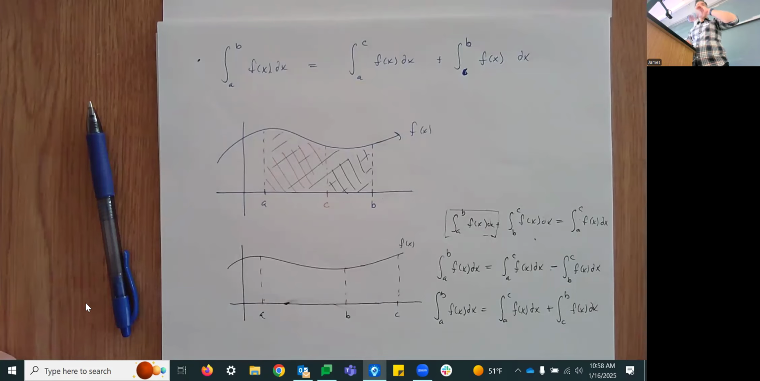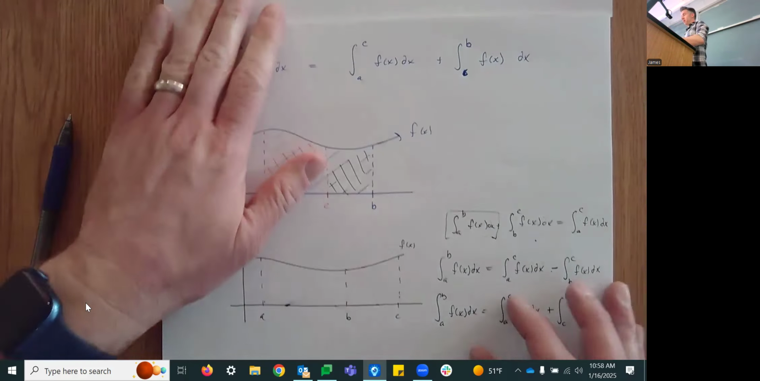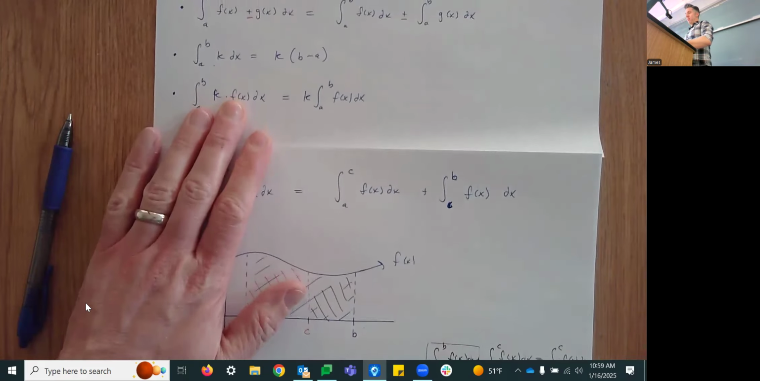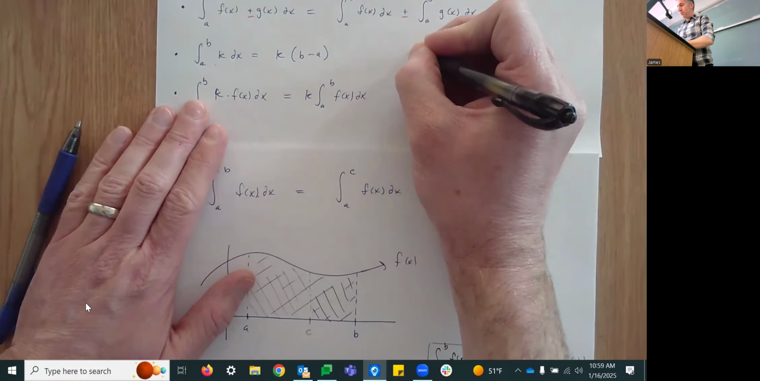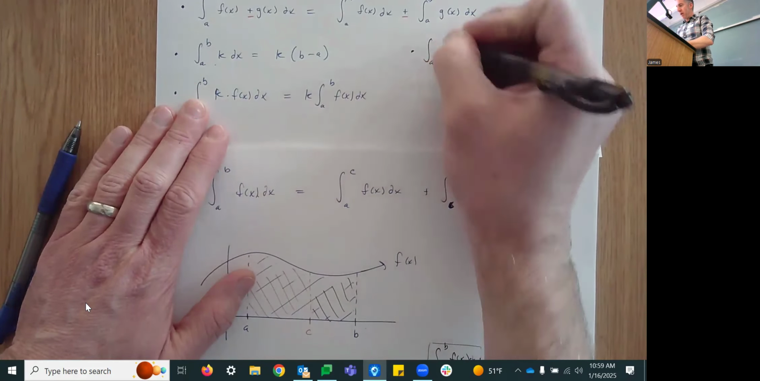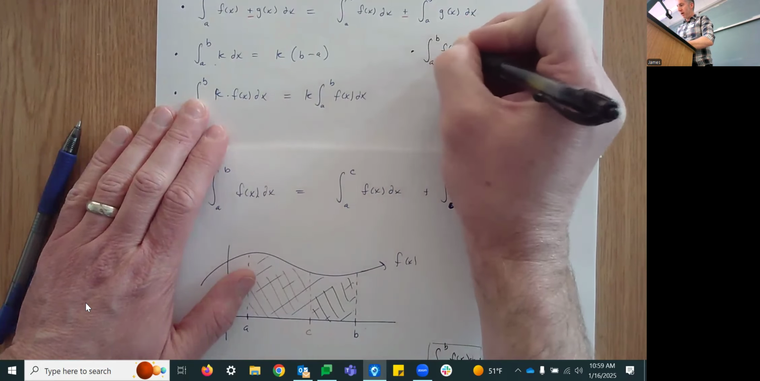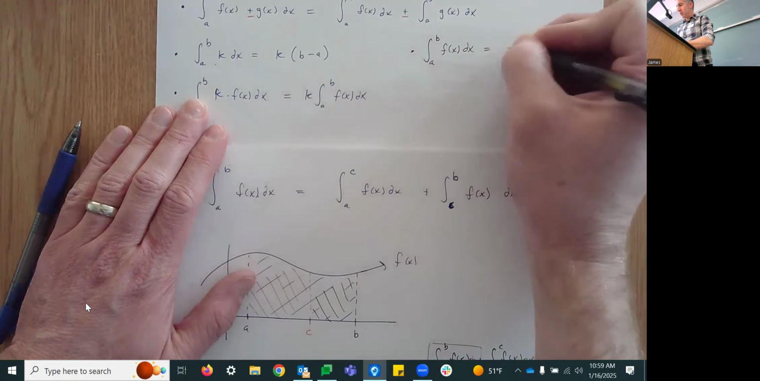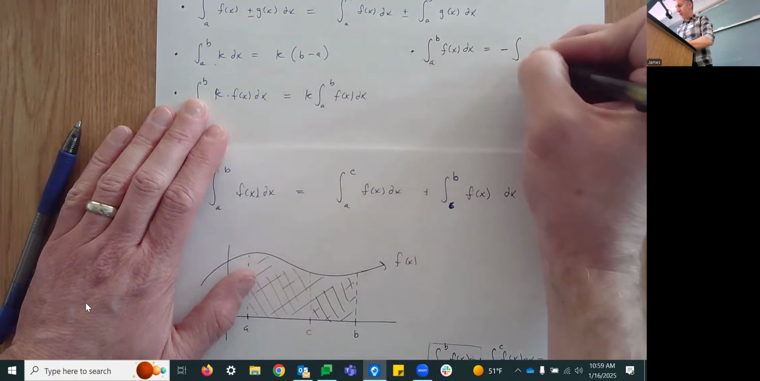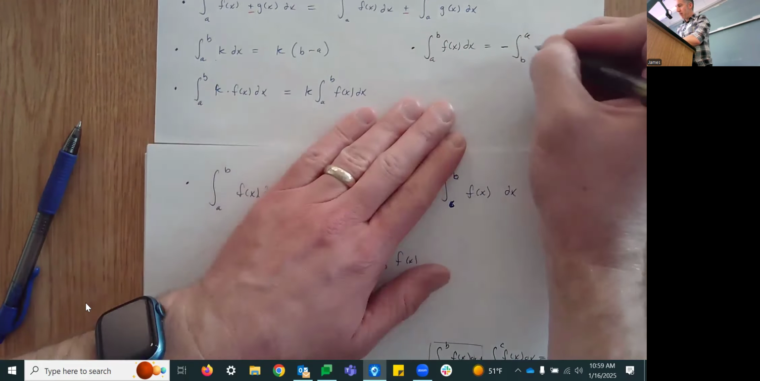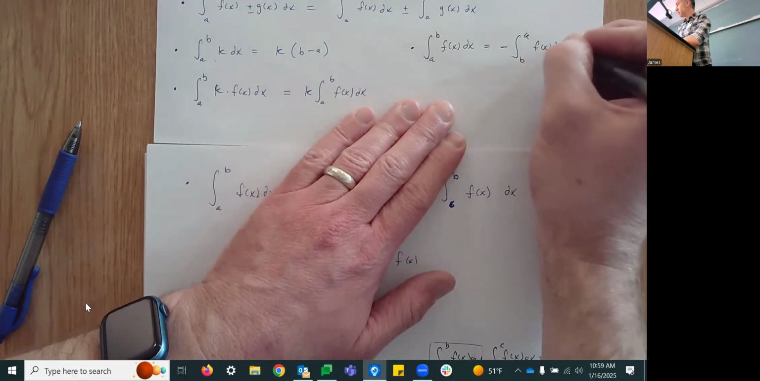Yeah. Switch the signs. You also need to switch the order of the limits of integration. So I should write down that rule as well, because I know we talked about it last time, but I'm going to go back and write it up here. It is also true that the integral from a to b of f of x dx is equal to the negative of the integral from b to a of f of x dx.